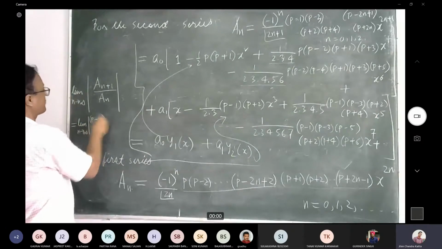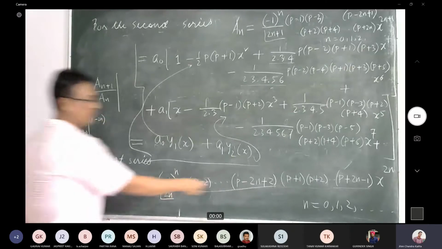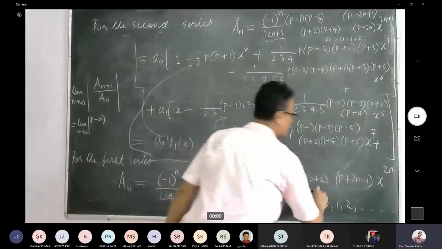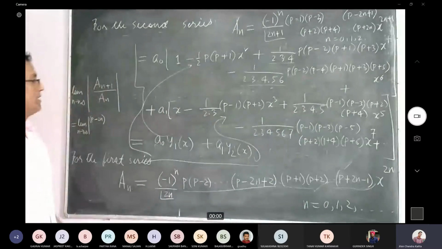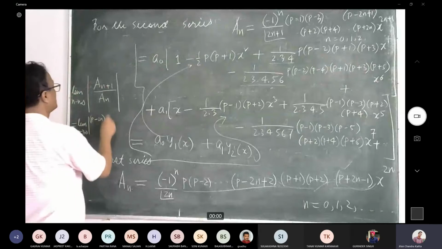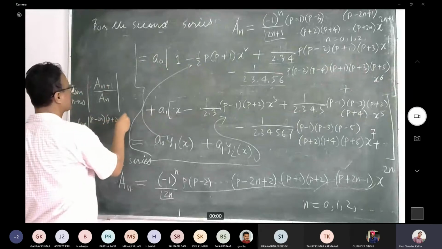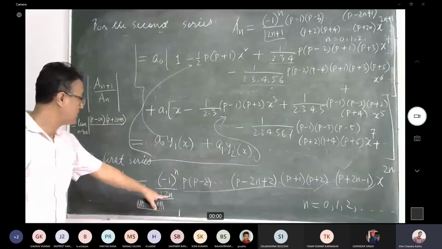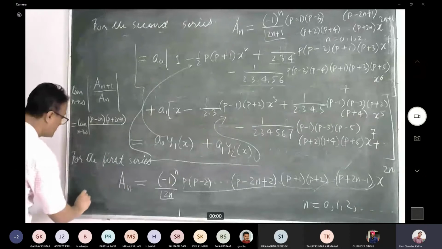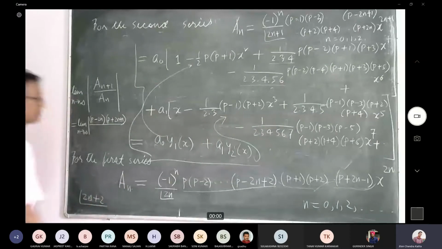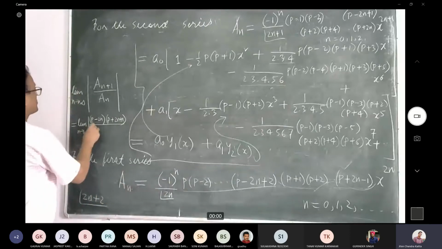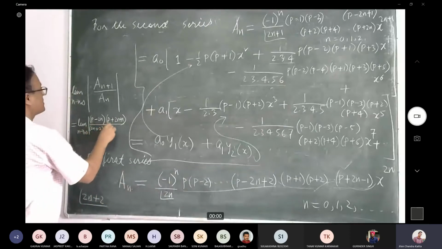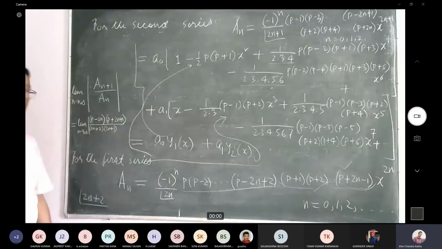minus 2n simply. Is it okay? Fine. From this part, okay? And from this part, what we are going to have? We are going to have P plus 2n plus 1. Okay? And then here I am going to have, say, 2n plus factorial 2n plus 2, right? If you divide it by factorial 2n, then you are going to be left with 2n plus 2, 2n plus 1. Is it okay?